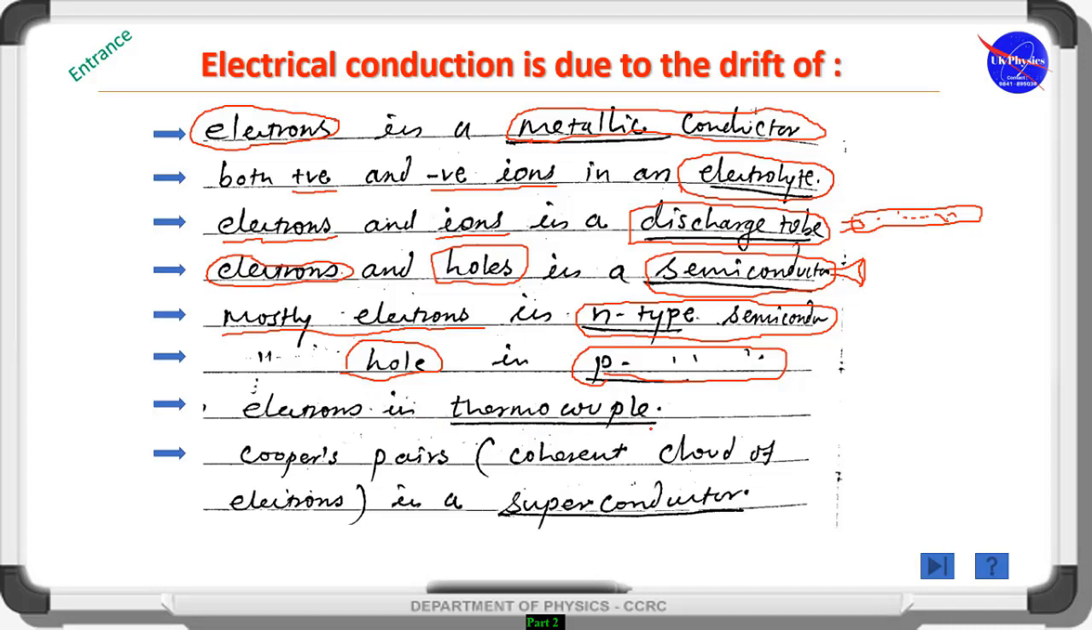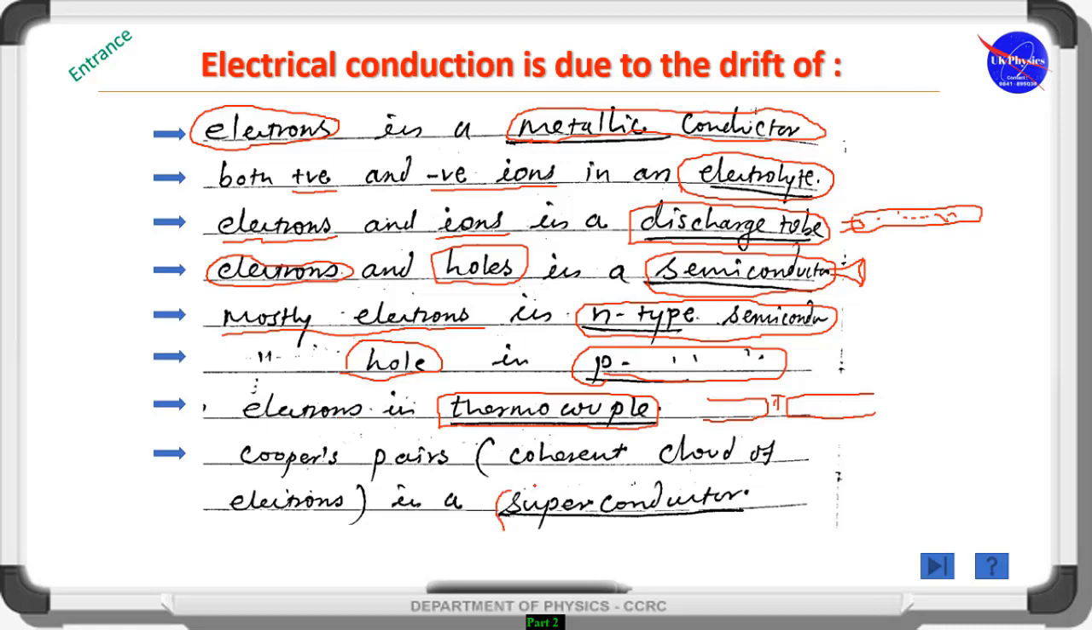The next one is thermocouple. Thermocouple means the connection of two dissimilar metals. At the junctions there is a temperature dependent potential, and this temperature dependent potential is calibrated to measure the temperature. So inside the thermocouple electrical conduction is due to the flow of electrons.